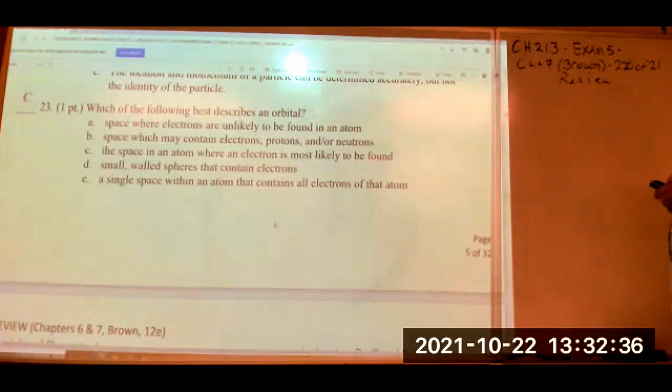So which one fits that goal? Let's see. Unlikely to be found now? No, you can't find all of them there. That's not what that means. Orbital: space in an atom where an electron is most likely to be found. Okay, we got it. It's C.